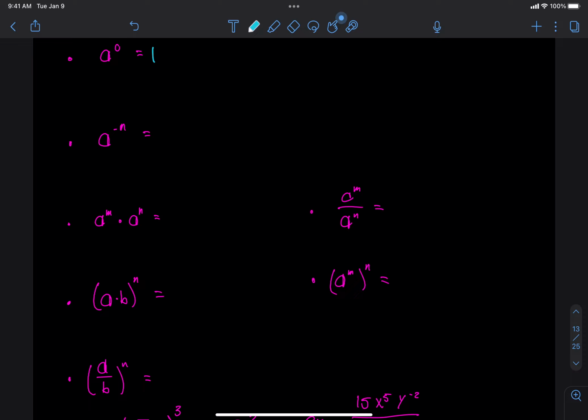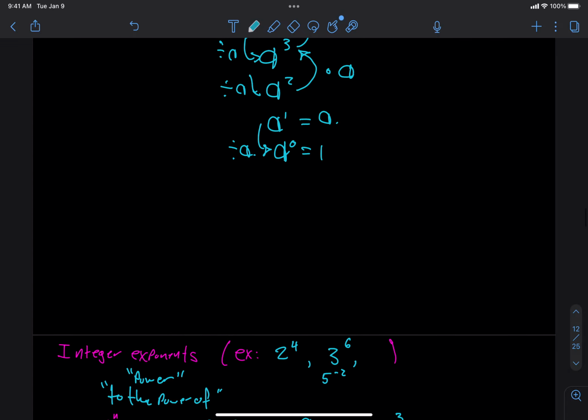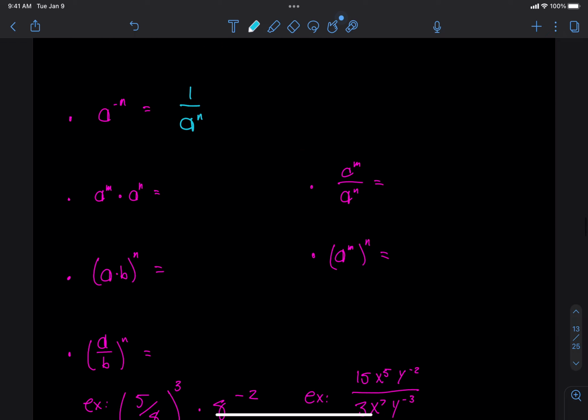1 over a to the n. Yeah, 1 over a to the n. Okay, so again, negative exponent. I'm just going to keep going down this ladder, right? A to the 0. I can do that again. I can divide 1 by a. And then a to the negative 1 would be 1 over a, right? And then I would divide by a again to get a to the negative 2, which would be 1 over a squared, and so on and so forth, right? So a to the minus n is 1 over a to the n.